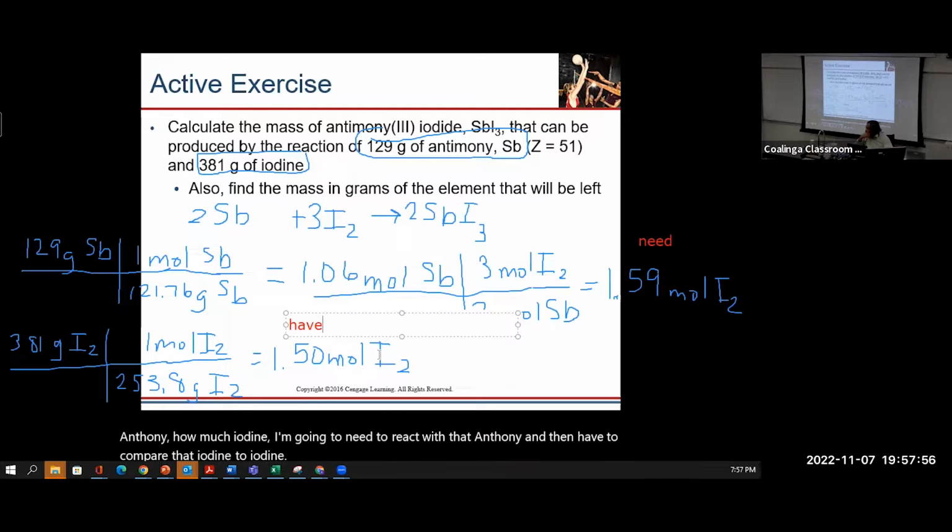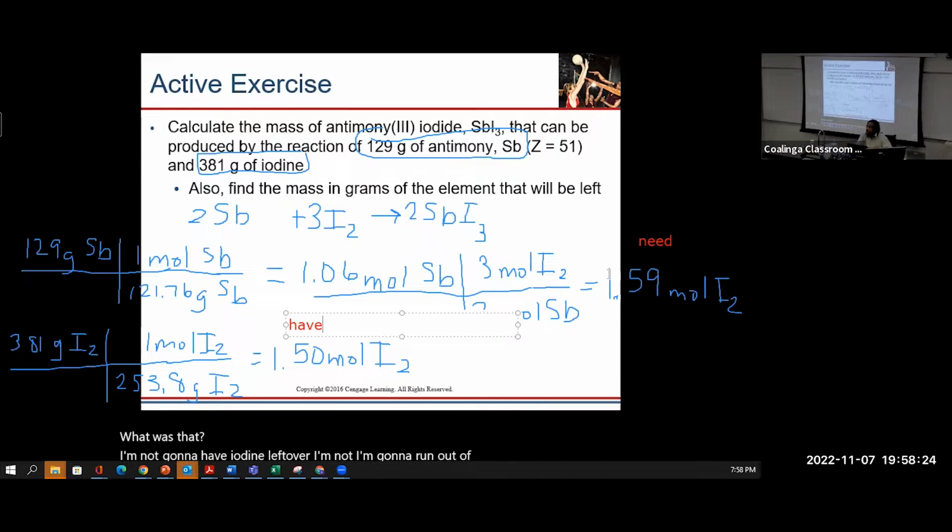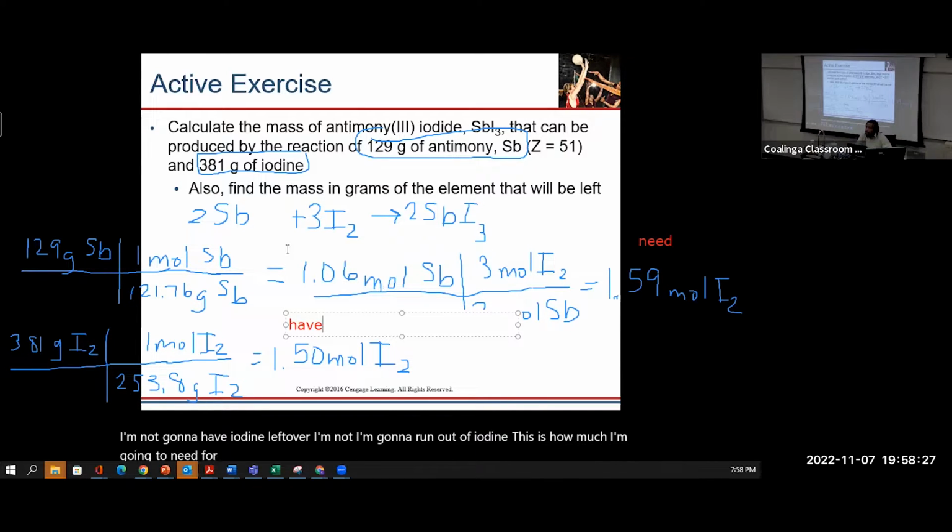Am I going to run out of anthony? No, I'm going to run out of iodine, because I only have 1.50 moles of iodine. And then if I reacted all of the anthony in this chemical reaction, I'm not going to have enough iodine. I'm going to run out of iodine. This is how much I'm going to need for a complete reaction with all of the anthony that's present.